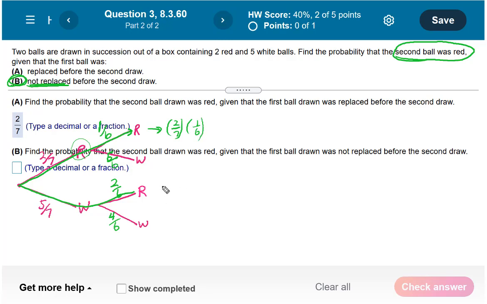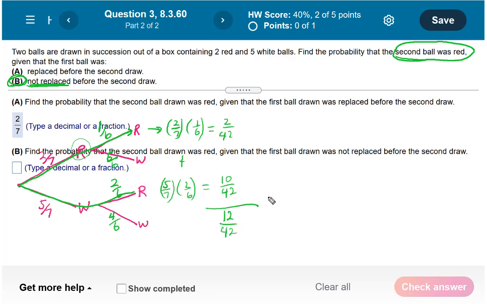The other one would be a 5/7 times a 2/6. I'll go ahead and do this without the calculator. This first one is 2 times 1, 6 times 7. The second one is 5 times 2, and 6 times 7. When we add those two fractions, we add the tops together. 10 plus 2 is 12.